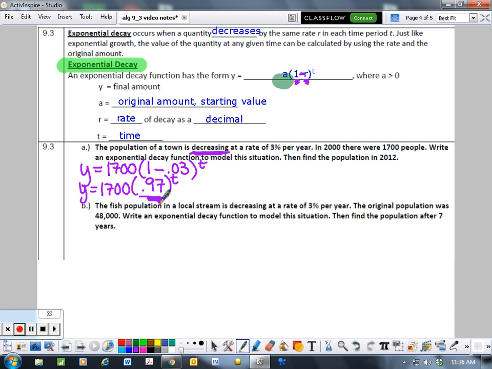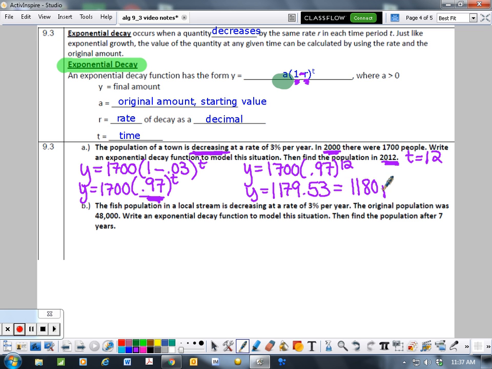So now, if we want to find the population in 2012, we've got to figure out how much time. From 2000 to 2012, our time was 12 years. So what's our new population? Well, y equals 1,700 times 0.97 to the 12th power. So now we calculate 0.97 to the 12th power, which is 0.6938, and so on. And then I'm going to multiply that by the original population of 1,700. And that tells us that there are 1,179.53 people. But because we're talking about people, we have to round appropriately. So really this is 1,180 people, because we would round up.